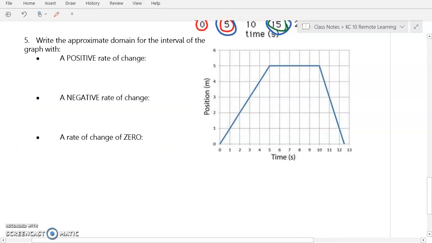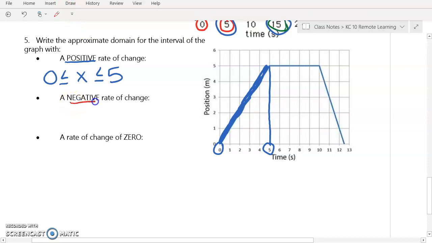So the next one, write the appropriate domain for the interval of the graph with, again, a positive rate of change. So we're going to look for where it's going up. So I'm going to make the line thicker so you guys can see, in blue. So again, it started at 0. It stopped increasing at 5. So it'll be from 0 less than or equal to x less than or equal to 5.